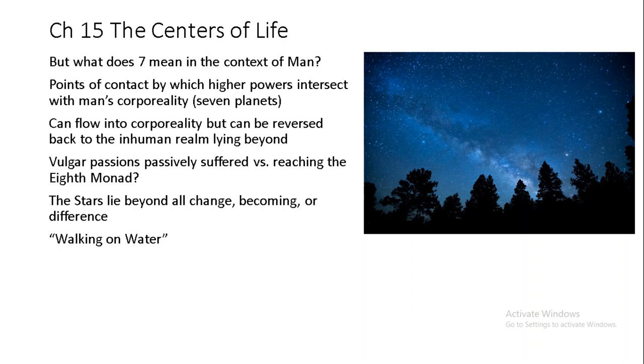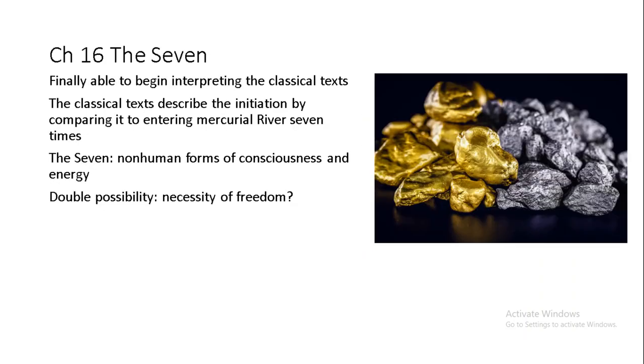The one who obtains this transcendent knowledge is described in the classical texts as becoming a god. Likewise, because the lower sphere of necessity and limitation is symbolized as water, the biblical reference to those who can walk on water suddenly makes much more sense. In chapter 16, The Seven, The Operations in the Mirror, Evola notes that he is finally able to declare it possible to begin interpreting the alchemical texts now that the preliminary education in its symbolism is sufficiently covered.